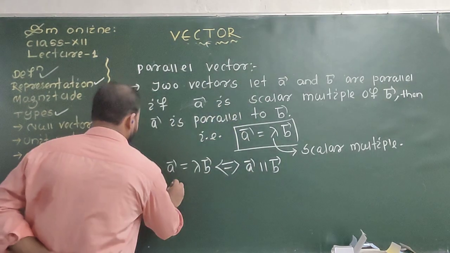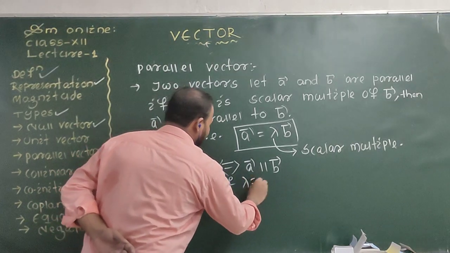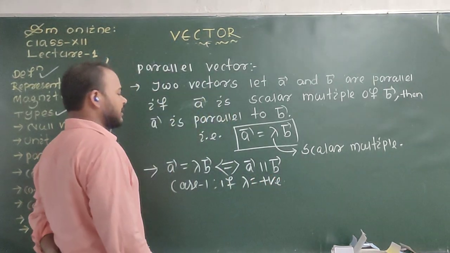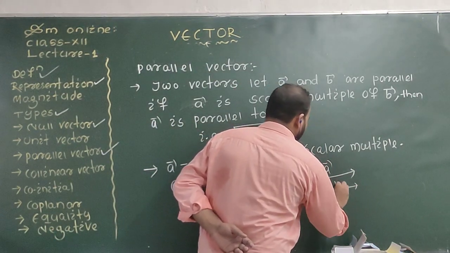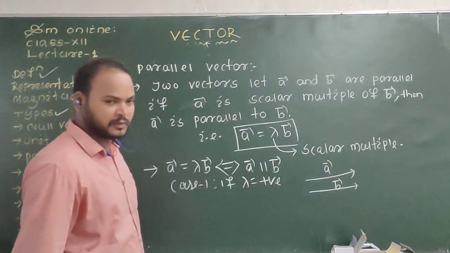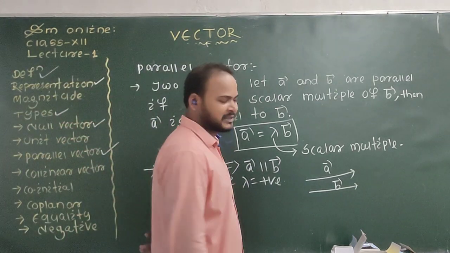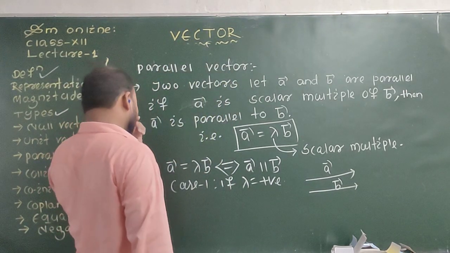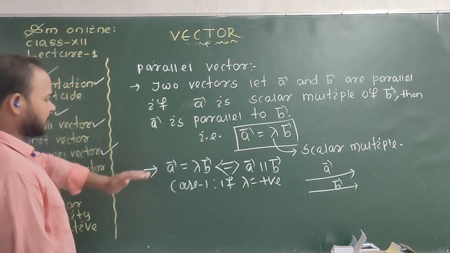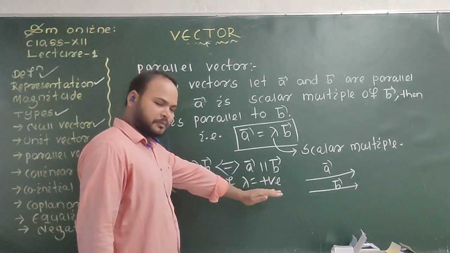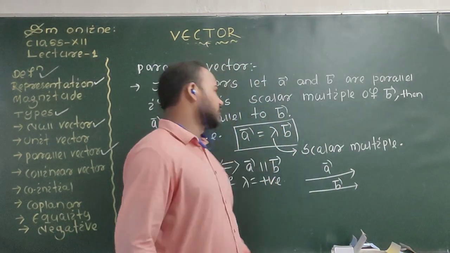Case first, if lambda is positive, then vector A and vector B have the same direction. If lambda is positive, then vector A and vector B have the same direction.